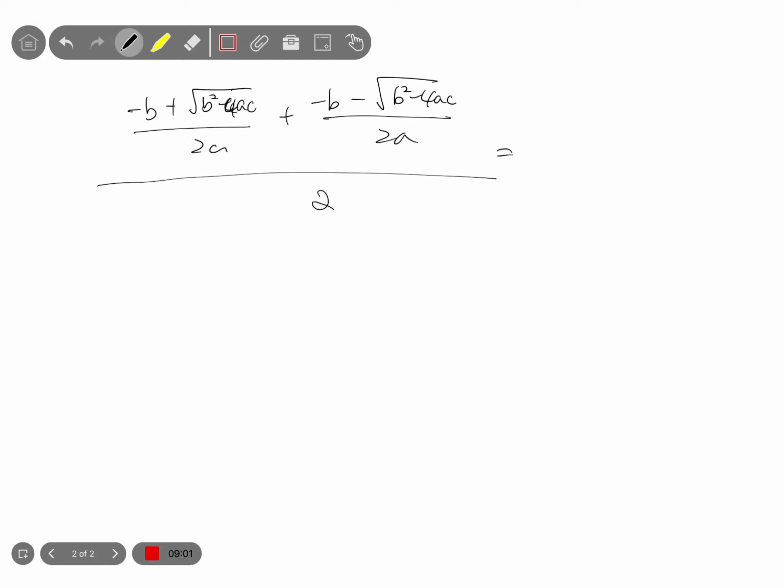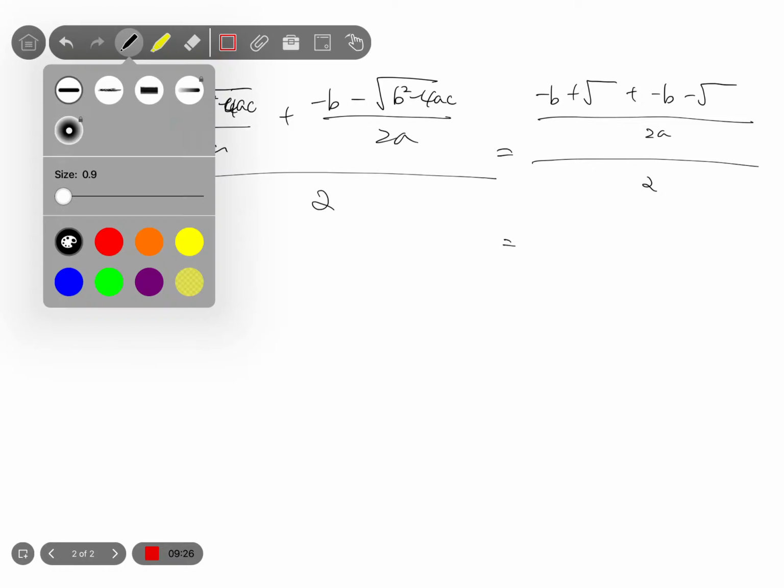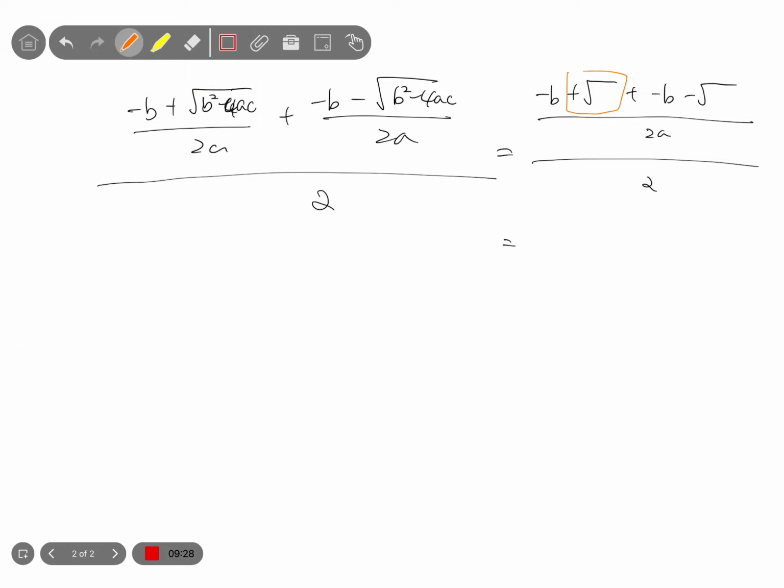Okay, don't let this one scare you. Notice on the top you already got the common denominator, so all you got to worry about is negative b plus square root plus negative b minus square root over 2a and over 2. Now, the reason I did not write down the b squared minus 4ac is to save a little bit of time. Notice plus square root minus square root, they're the same, so they cancel. So you're left with negative b plus a negative b, which is a negative 2b over 2a over 2.